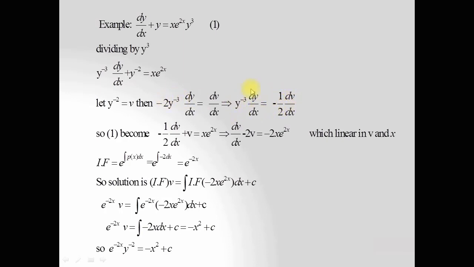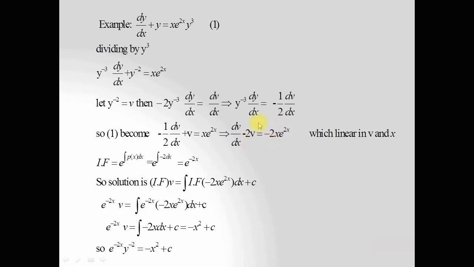So putting the value of y power minus 3 dy by dx equal to minus 1 over 2 dv by dx in this equation, we obtain minus 1 over 2 dv by dx plus y power minus 2, which is v, is equal to the right-hand side, x e power 2x. Now multiplying this equation by minus 2 to convert this differential equation into the standard form of a linear equation, we have dv by dx minus 2v is equal to minus 2x e power 2x.